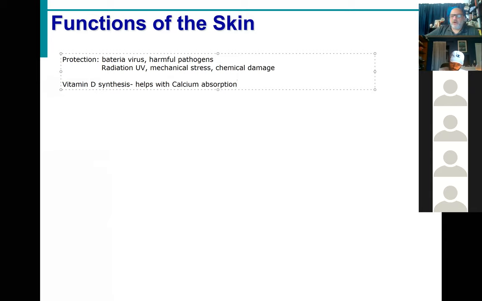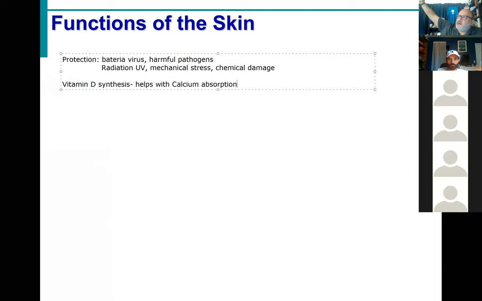You can drink a whole cow's worth of milk, but if you don't have vitamin D, you're not going to be able to absorb that calcium from the milk that you drink. It's vitally, vitally important that way.